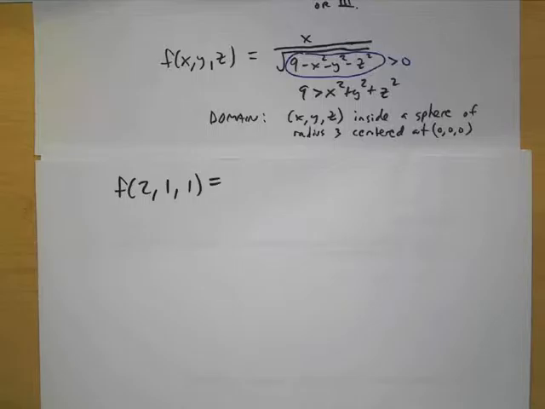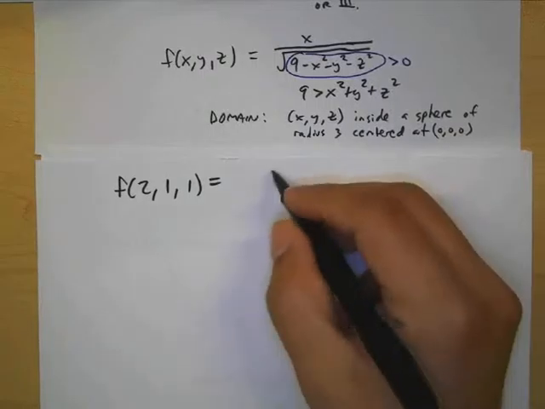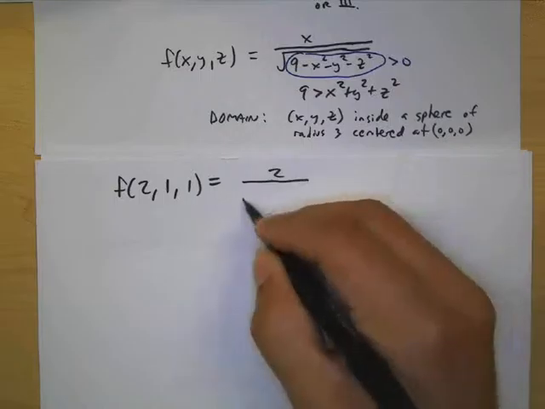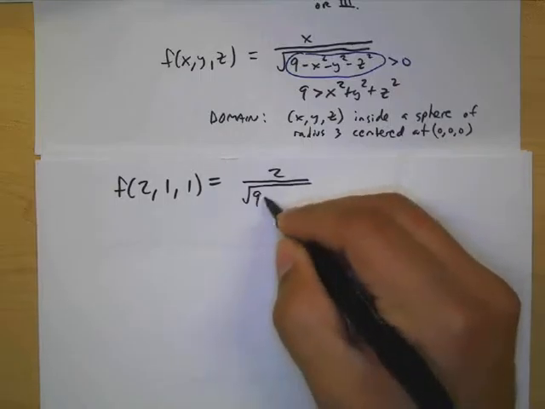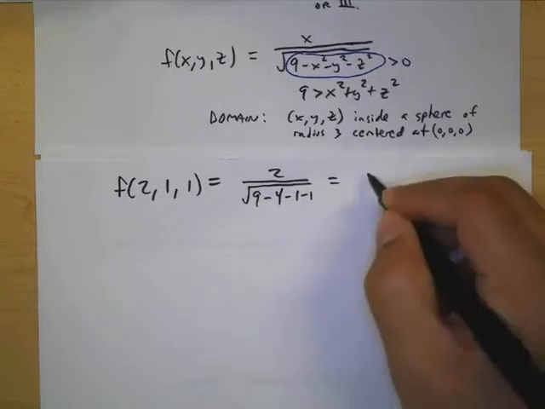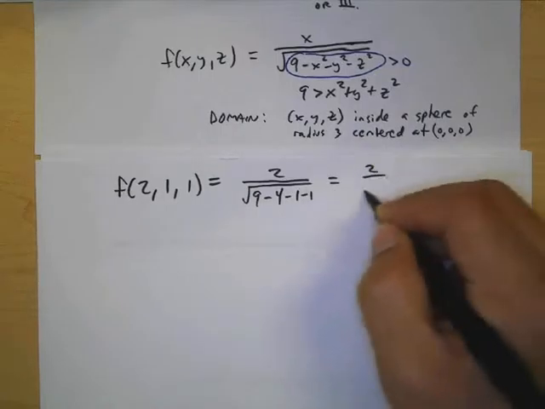So how do we do such a complicated problem? You just plug it in. Just making sure we can all do that. So we get 2 over the square root of 9 minus 4 minus 1 minus 1. So we should all get 2 over root 3.